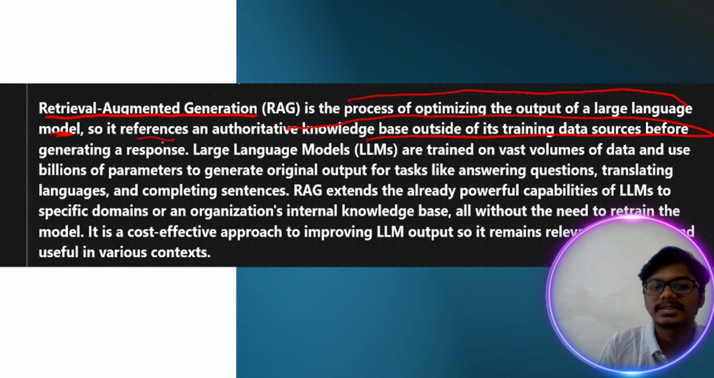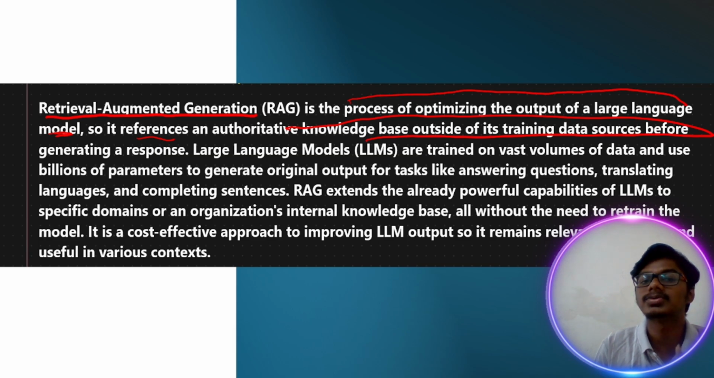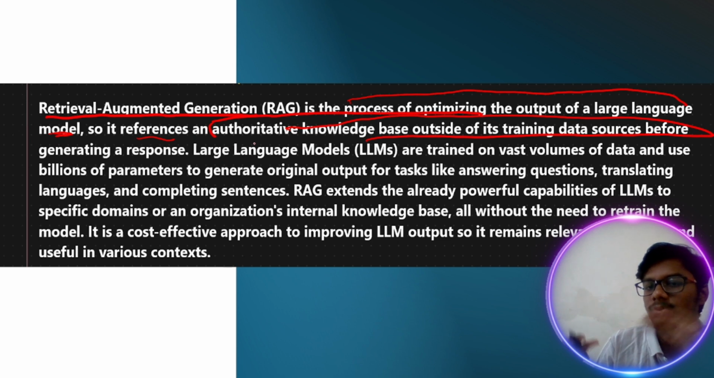So it references an authoritative knowledge base outside of its training source. We are going to use the authoritative knowledge base outside of the training source. That is what is meant by RAG. I will explain all those things later. For now, keep it in mind: we are using an authoritative knowledge base outside of its training data.